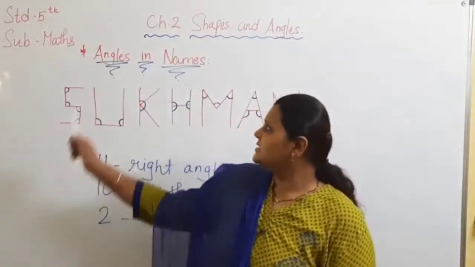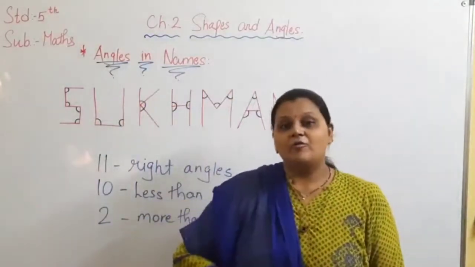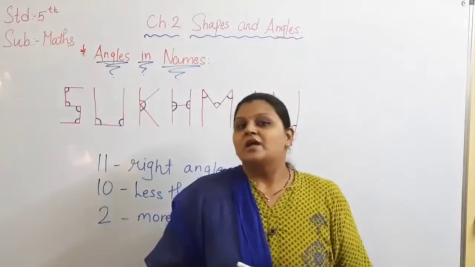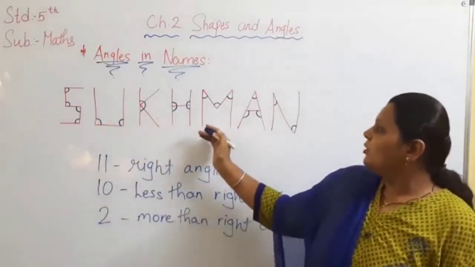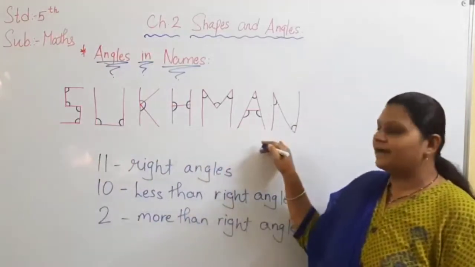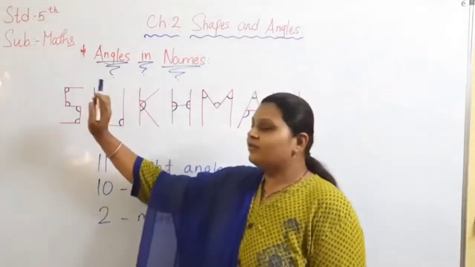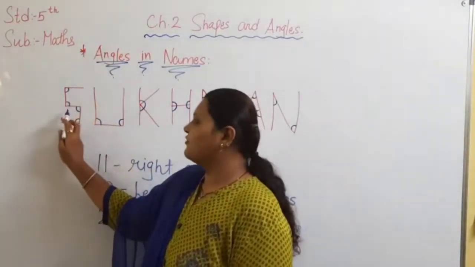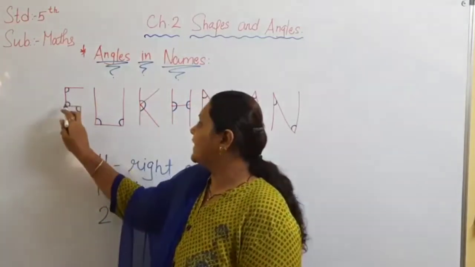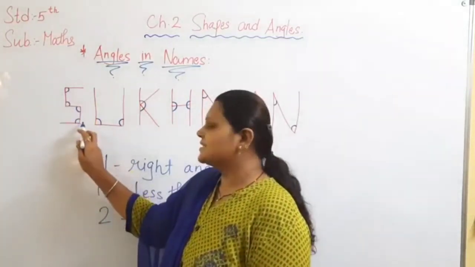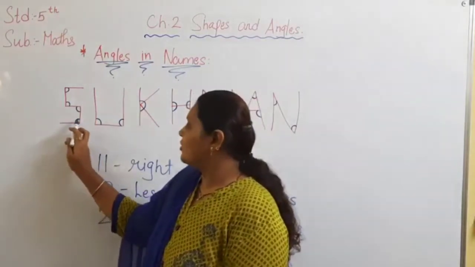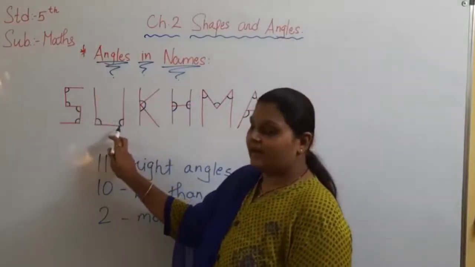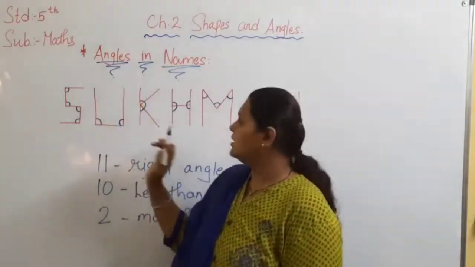Now the next topic is angles in names. Have you ever imagined that in a name there can be angles? Yes. Now let's see one example. I have taken the name Sukhman. In that we can find different angles. How? This is S. Here you can see the first angle, that is a right angle. Again this is a right angle. Again this is a right angle. And this also a right angle. Then again this U, right angle. This opposite one is also a right angle.